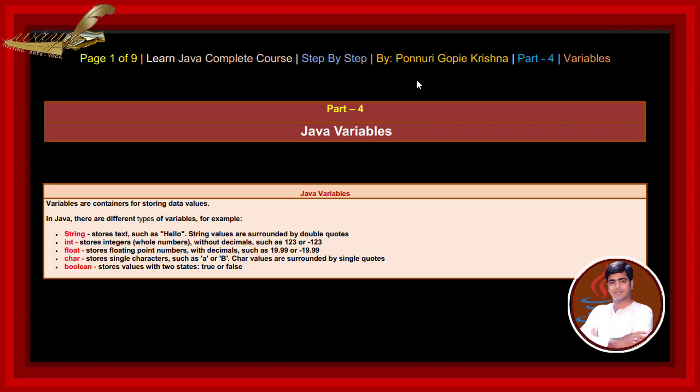Int stores integers, whole numbers without decimals, such as 123 or minus 123. Float stores floating point numbers with decimals, such as 19.99 or minus 19.99. Char stores single characters such as 'a' or 'B'. Char values are surrounded by single quotes. Boolean stores values with two states, true or false.